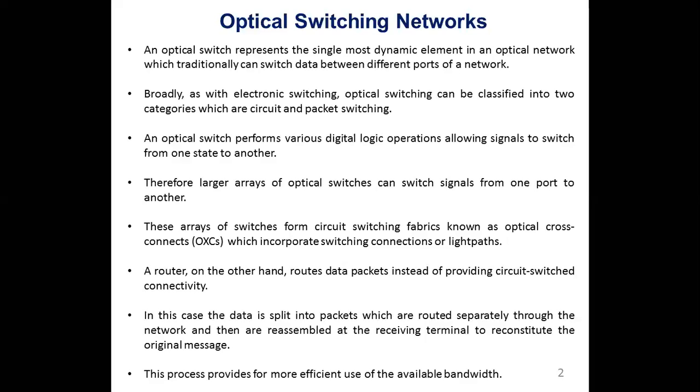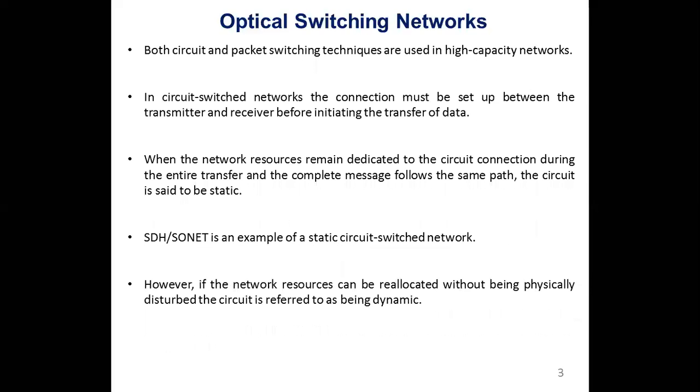A router, if you compare with the OXC, will route the data packets. In this case, your data can be split into packets, and these packets will be routed separately through the network. Then at the receiving end, they will be assembled in the form of the original message. This kind of technique, which is known as packet switching, is obviously more efficient in the use of the bandwidth. So these techniques of circuit and packet switching are basically used in high capacity networks, and we know that a fiber network is a high capacity network.